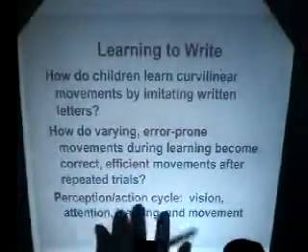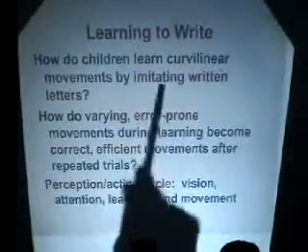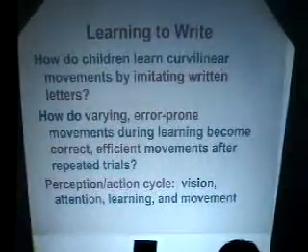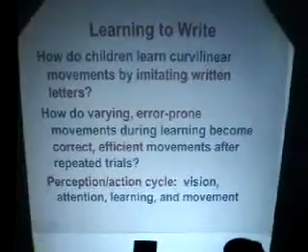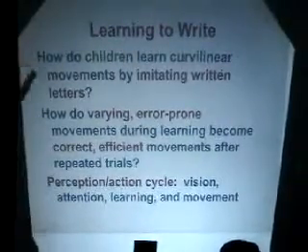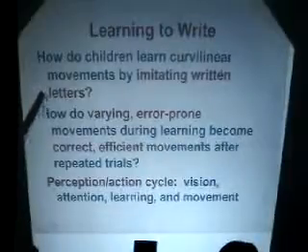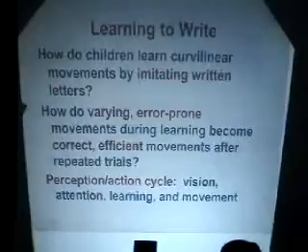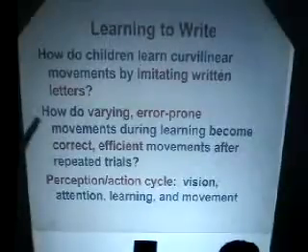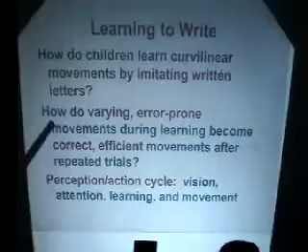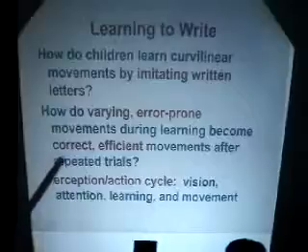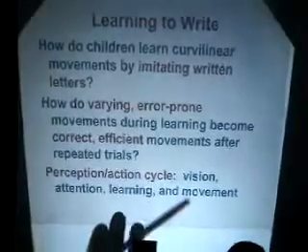Now the problem with the Beak-Wright model is that it didn't explain how children learn to write. And so we want to be able to also understand that. And so the question is, how do children learn curvilinear movements by imitating written letters? This is not the only way to learn, but it's one way that children do use. And here the problem is how do varying, error-prone movements during learning become correct, efficient movements after repeated trials.